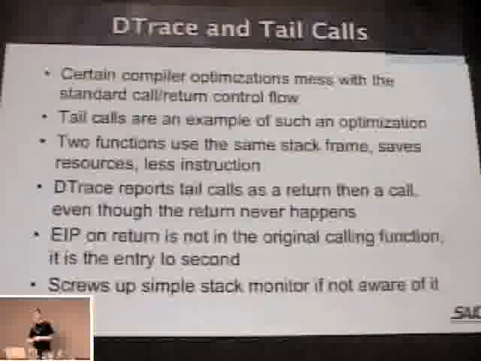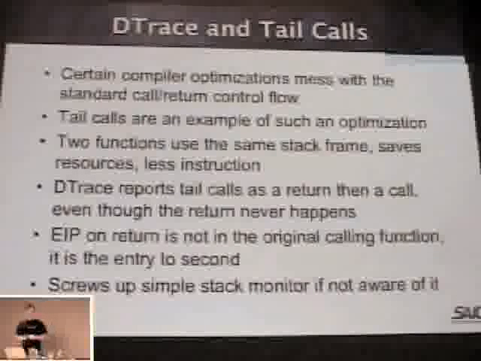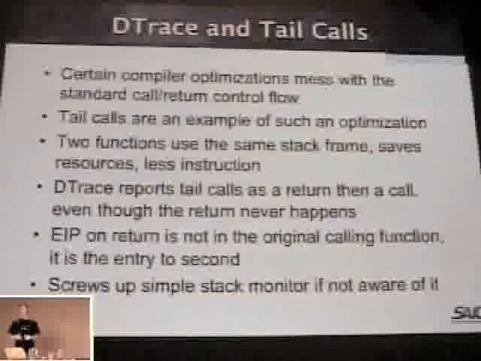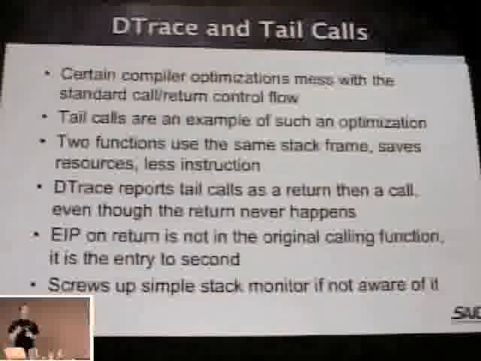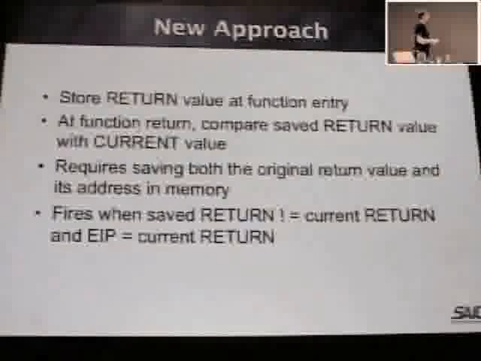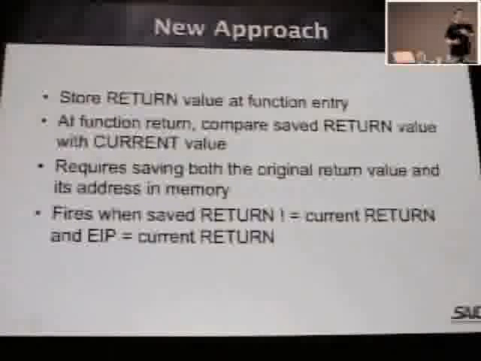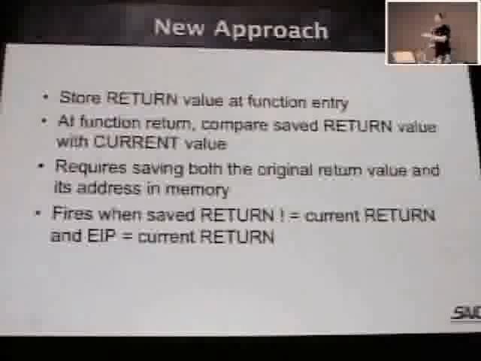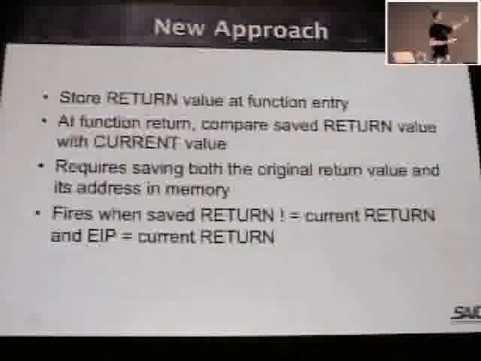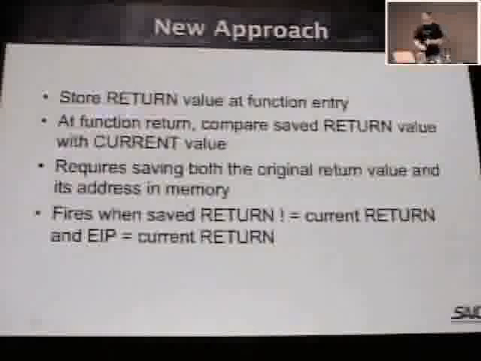So our first approach didn't work. We went back and redid it. I won't go over the details of tail calls because it's actually extremely boring, but if you're excited about it, please talk to me afterwards. So our new approach is really to store the return address when we enter a function in an array, and then once we leave that function, we compare the return address. We read that same memory segment and compare. If they're different, we know that some overflow happened.